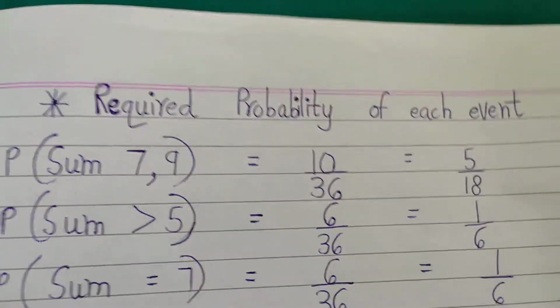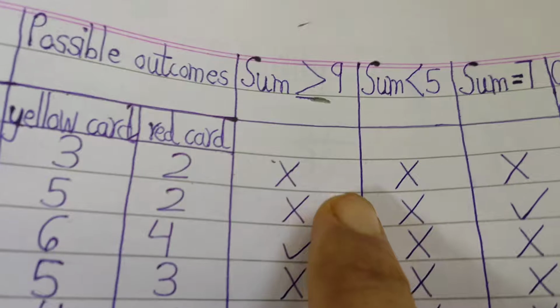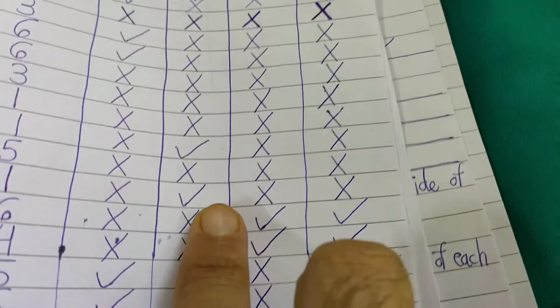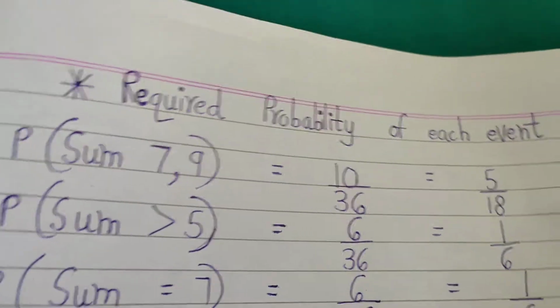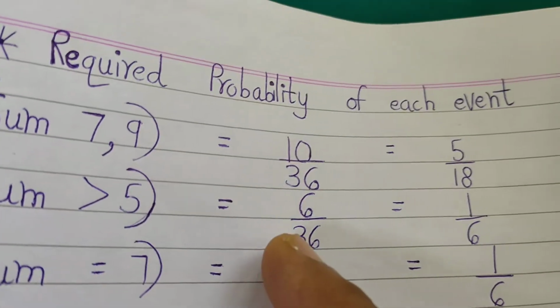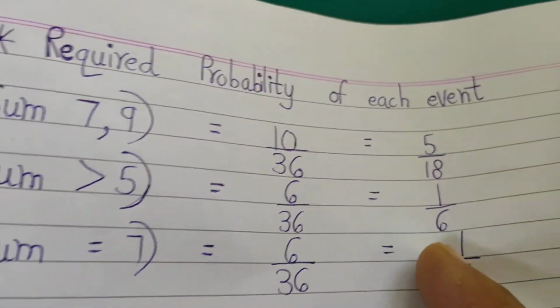Similarly for the sum less than 5, just go to the column where the sum is less than 5 and go on counting all these tick marks. How many are there? 1, 2, 3, 3 are on this side, and here the sum is less than 5. You can count, this is 4, and then 5, 6, so they are a total of 6. So this is what we will write here, 6. And you know how to find probability, you have learned in lower classes: favorable outcomes divided by total number of outcomes, 6 by 36. So the answer will be 1 by 6.